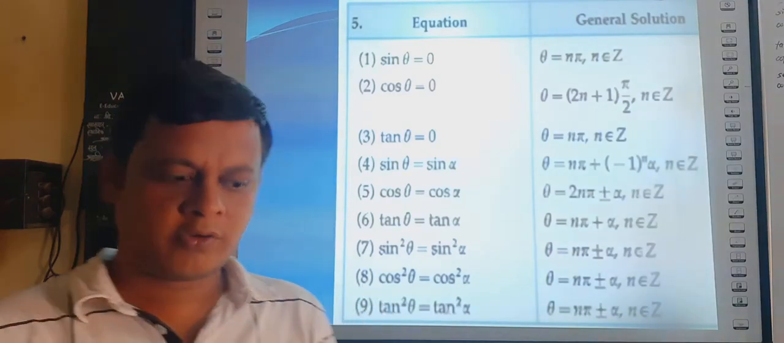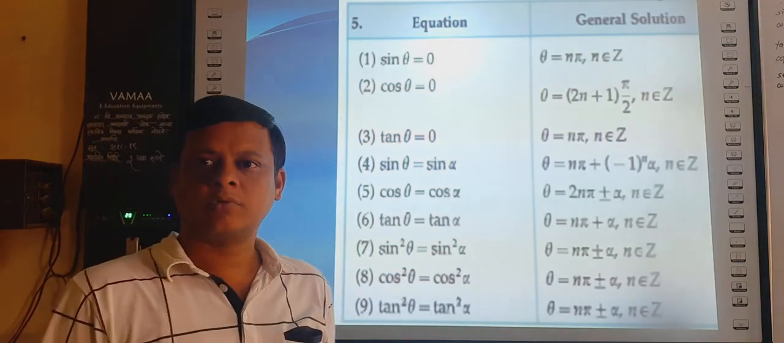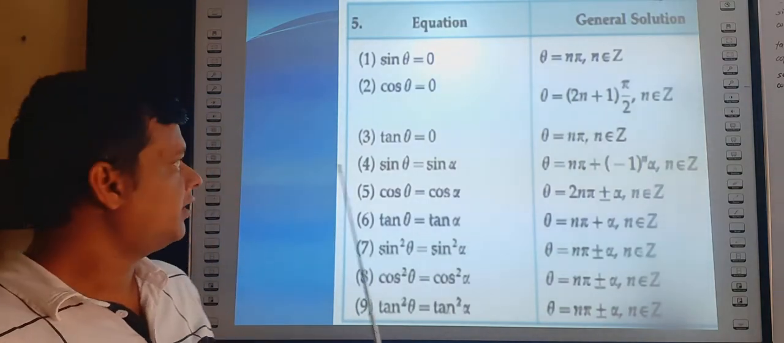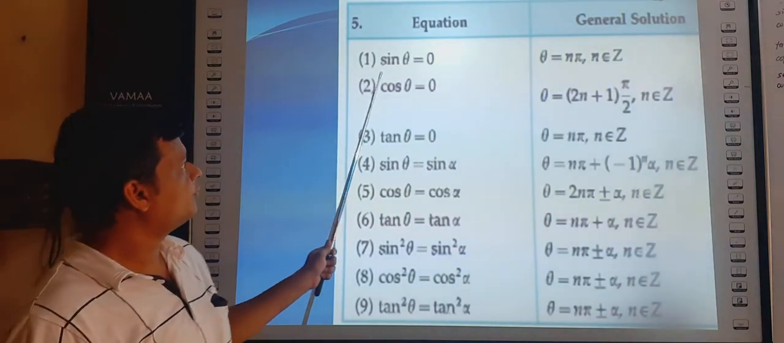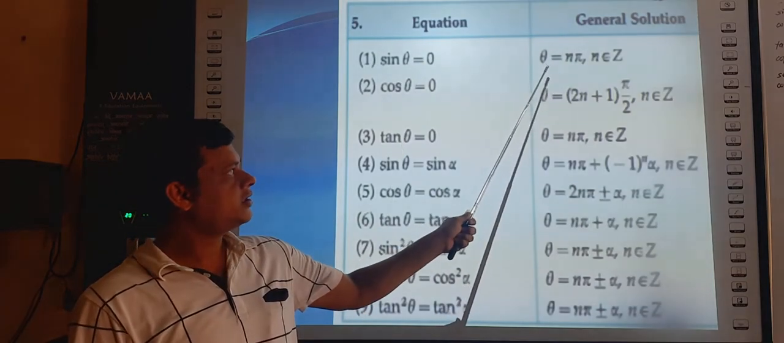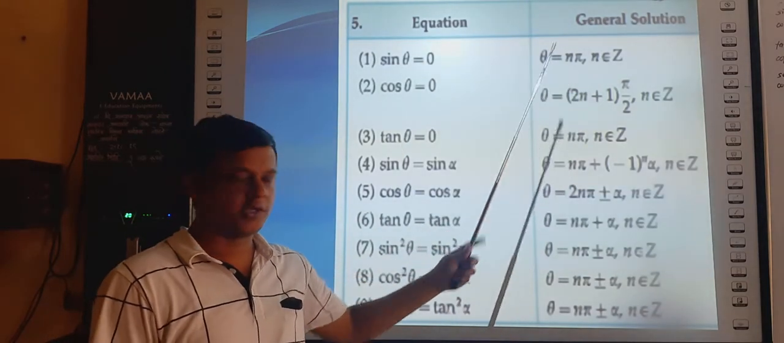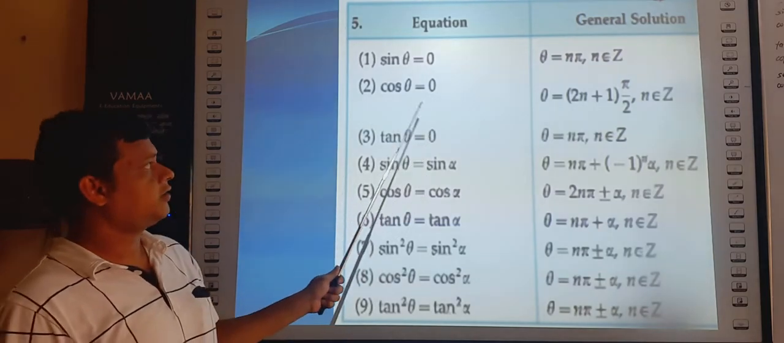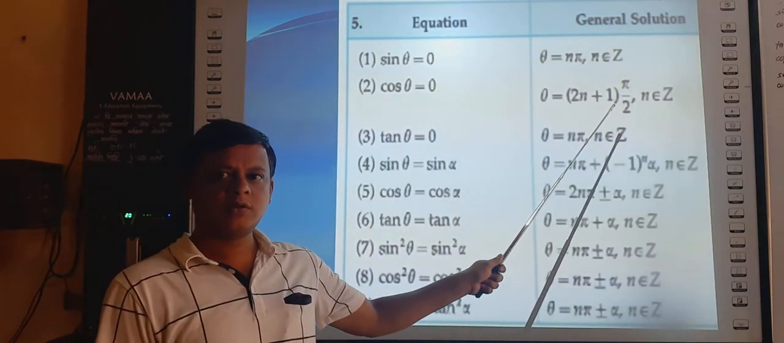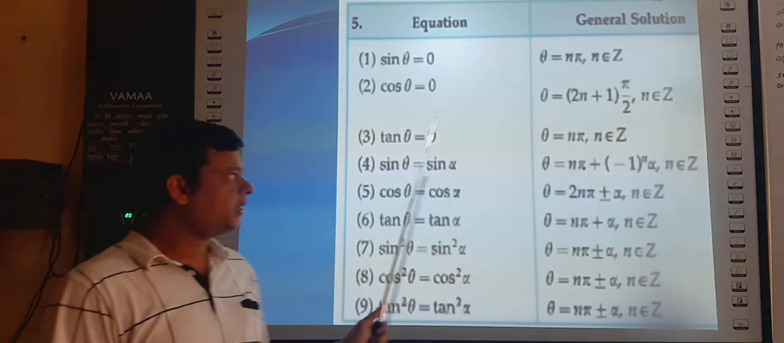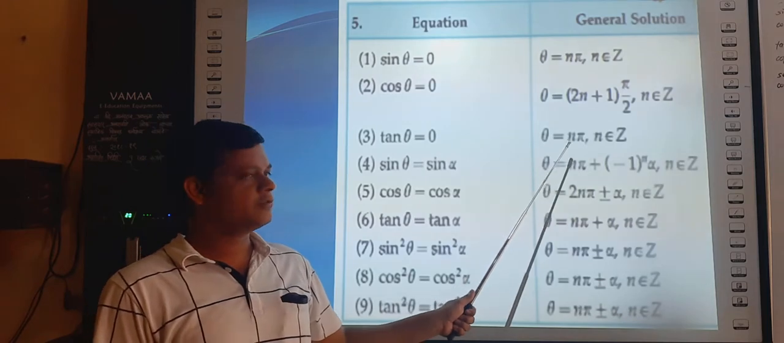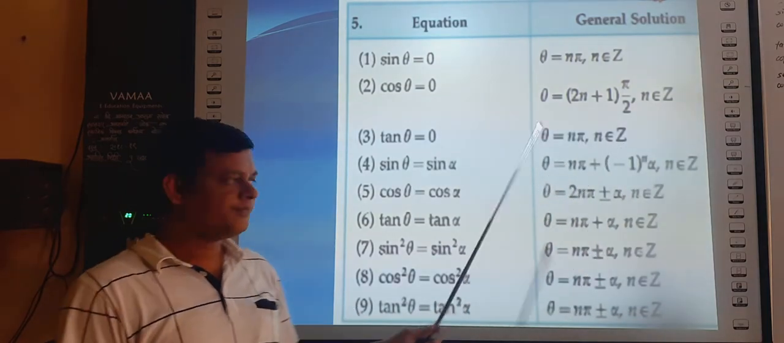Now today we are going to start problems on general solution. We see proof for sin theta equals to 0. Its general solution is theta equals to n pi, n belongs to Z. Cos theta equals to 0. Its general solution is theta equals to (2n plus 1) pi by 2, n belongs to Z. Then for tan theta equals to 0, general solution is theta equals to n pi, n belongs to Z.